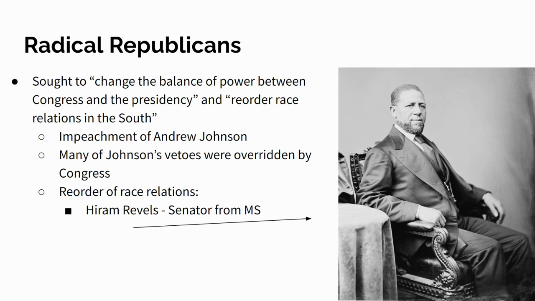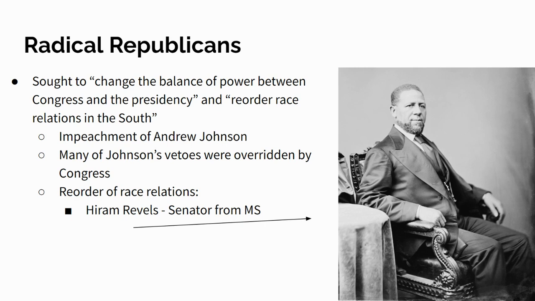And what do radical Republicans do? Well, first, they try to impeach Andrew Johnson. Andrew Johnson had removed his Secretary of War without getting the approval of the Senate, which is against the law. The president needs approval from the Senate to remove cabinet members. And so they have an impeachment trial, and they were one vote shy of impeaching Andrew Johnson and removing him from office. Okay, so that kind of shows how heated things were between the president and Congress.